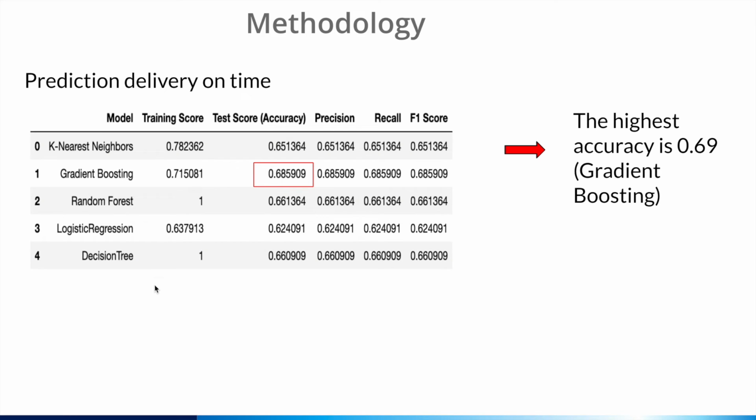First, we will try some machine learning models and try to predict the delivery on time variable. The models are KNN, gradient boosting, random forest, logistic regression, and decision trees, and we made tables of values like training score, test score, precision, recall, and F1 score. The highest accuracy is 0.69 from the gradient boosting model.